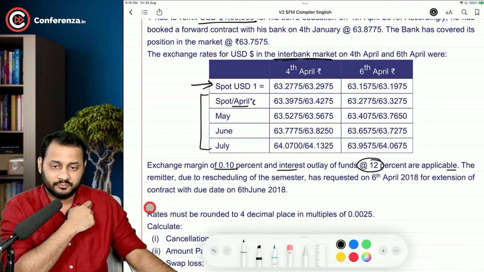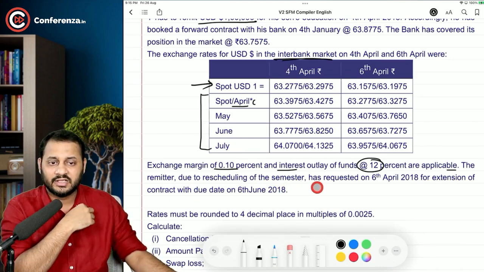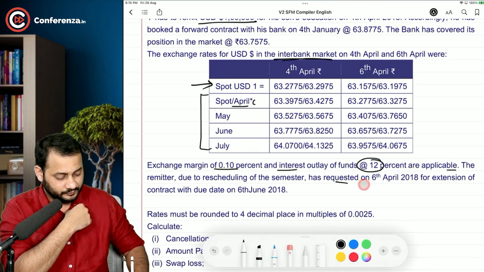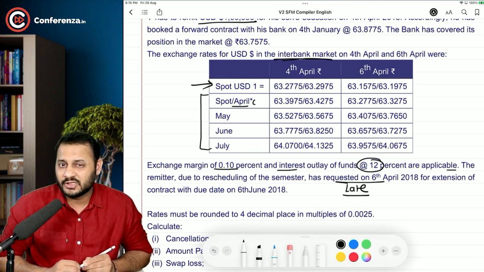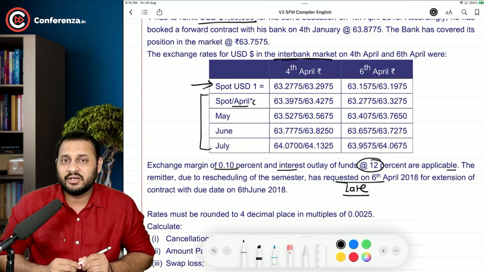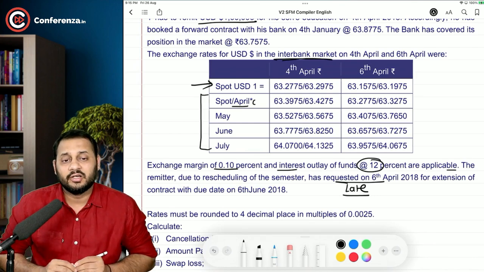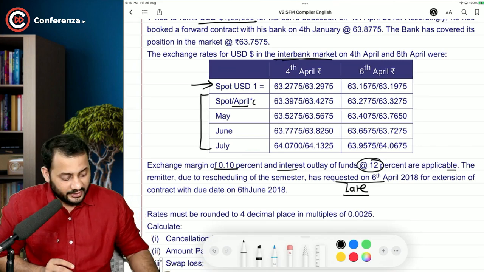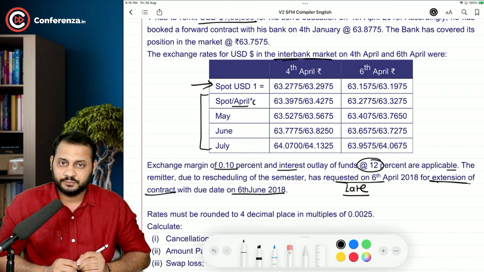The remitter, due to rescheduling of semester of his son, has requested on 6th April. When he went to request on 6th April, that means he has defaulted. He should have presented himself on 4th April at least to cancel the contract. That will be treated as cancellation on due date. But he did not come on the 4th April and he appeared only on 6th April for extension of the contract with due date of 6th June.